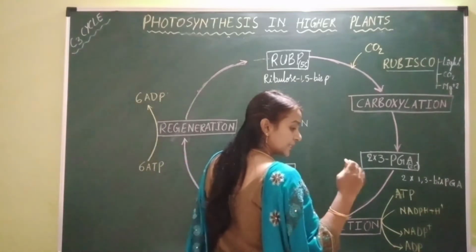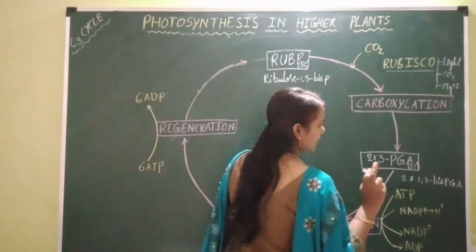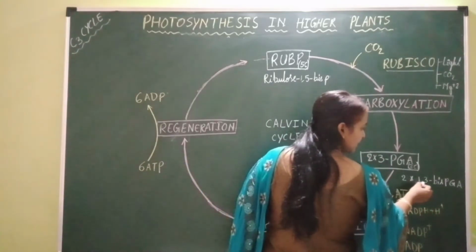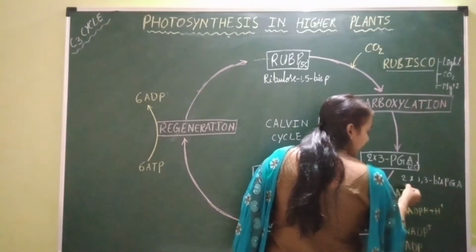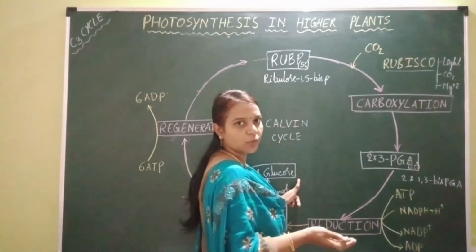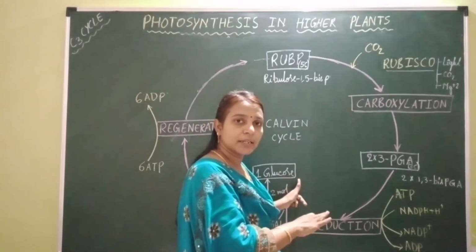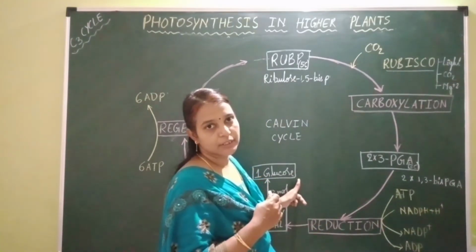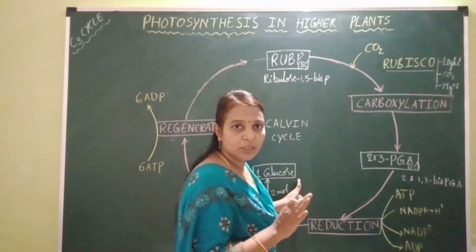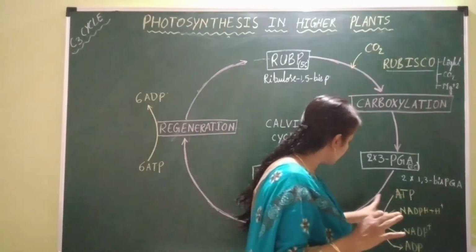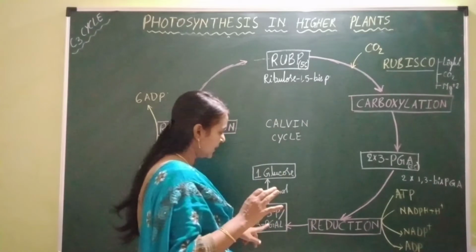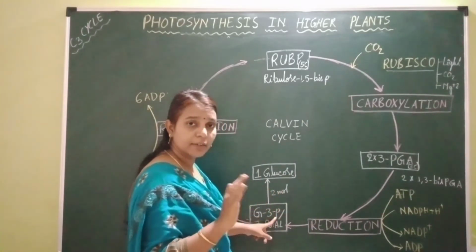Now coming to the second step of reduction. In the second step, 1,3-bisphosphoglyceric acid undergoes reductive dephosphorylation. So in this second step, what is taking place? Reduction is taking place and dephosphorylation is taking place. Reduction involves reduction of this bis-PGA into 3-PGAL or G3P.